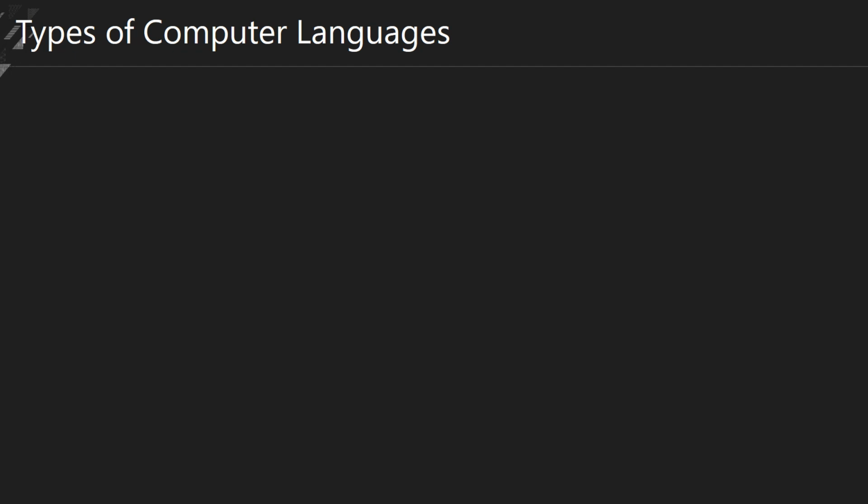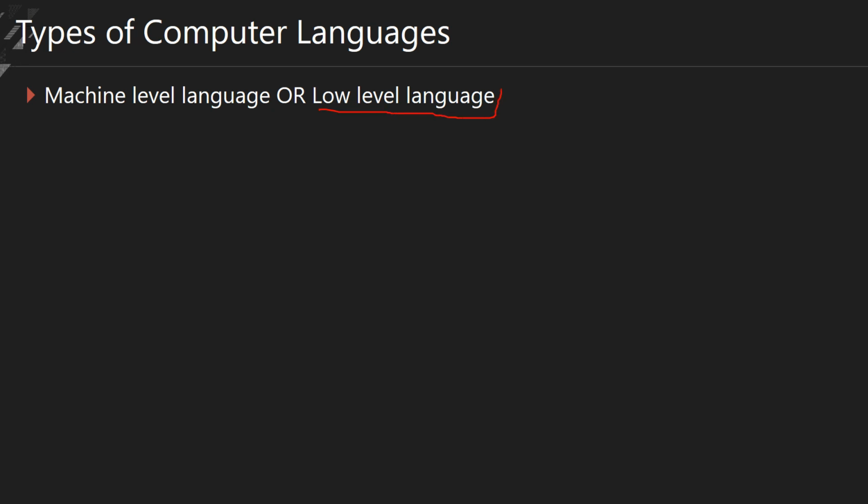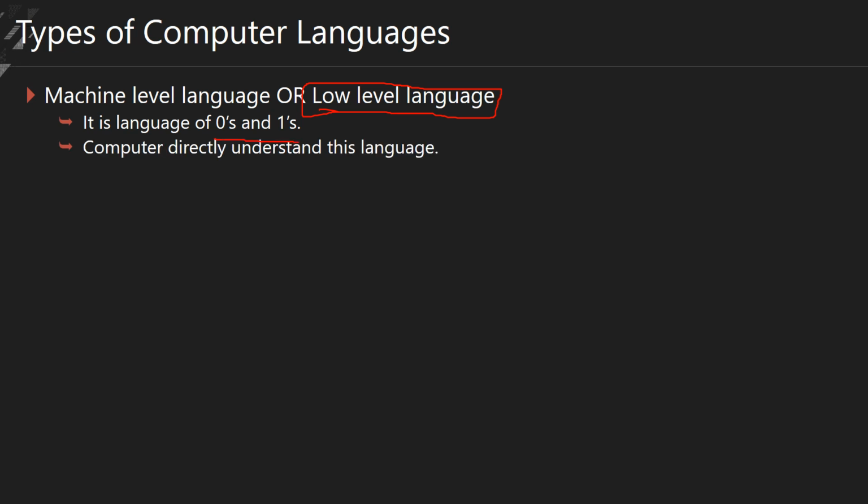Once you understand the compiler, interpreter and assembler, let us understand how to interact with the computer through the types of computer languages. There is a first level of machine level language or low level language, which is not understandable by the user, and can be understood only by the machine. Those languages are called machine level language or low level language. Usually it is a language in terms of zeros and ones. The computer directly understands this language, not the user.